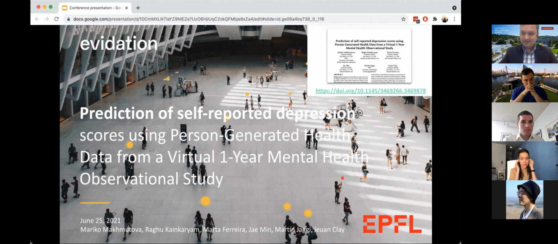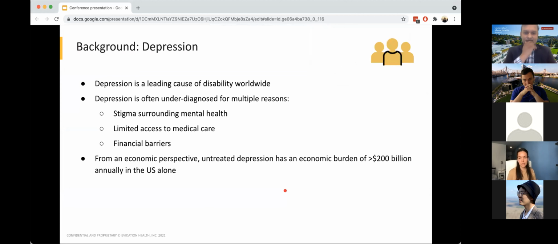So in this work, we predict the self-reported depression scores using person-generated health data from a virtual one-year mental health observation study. First of all, I'm going to give you a background on depression.